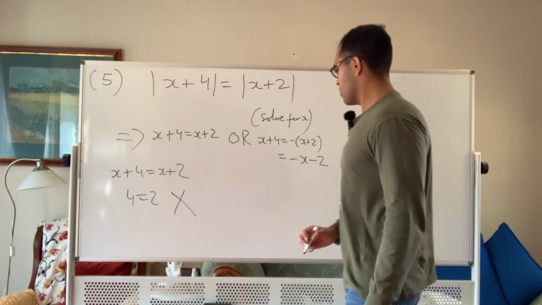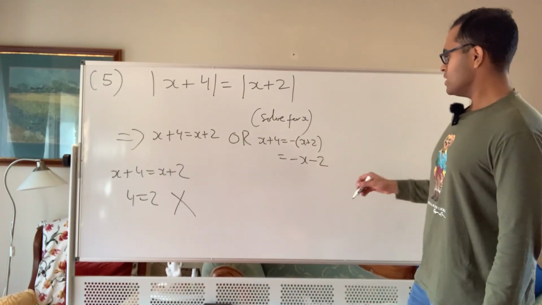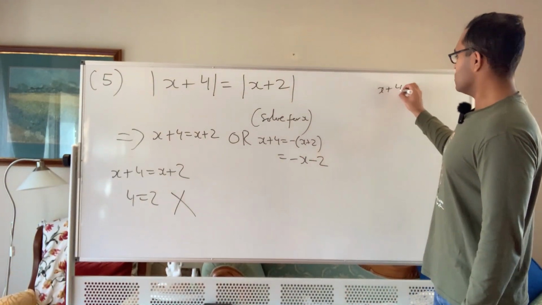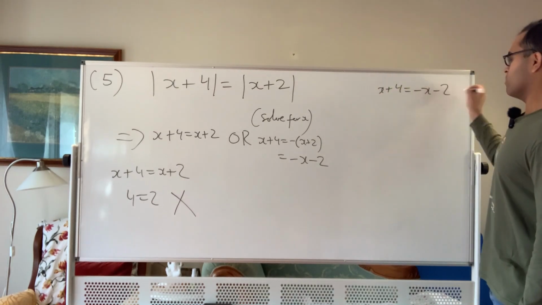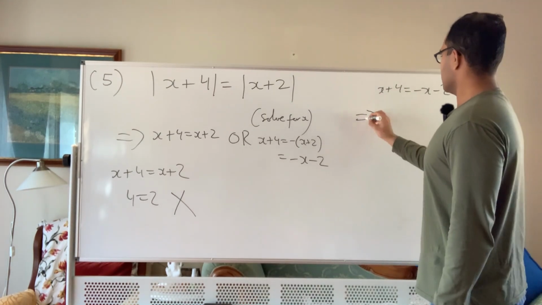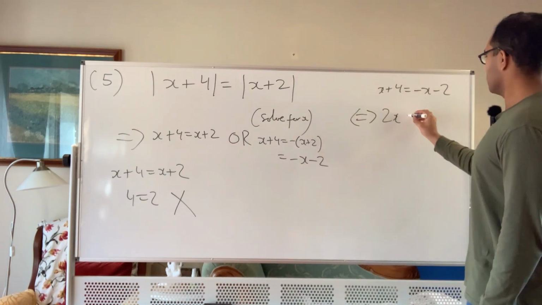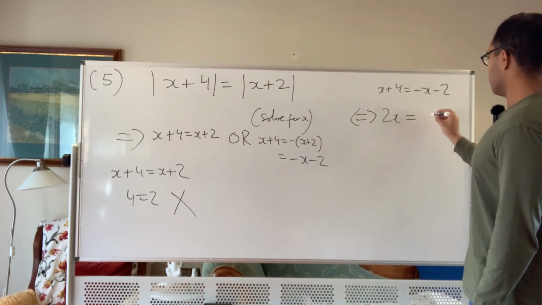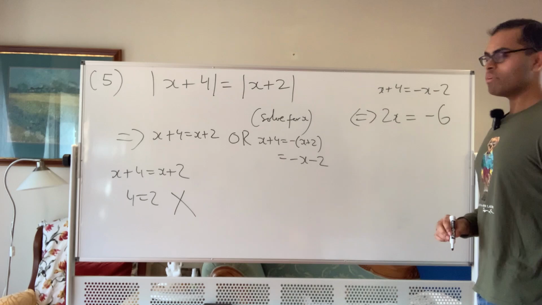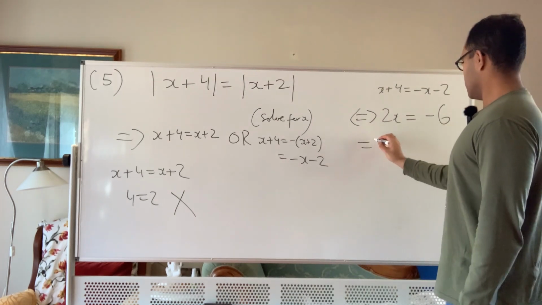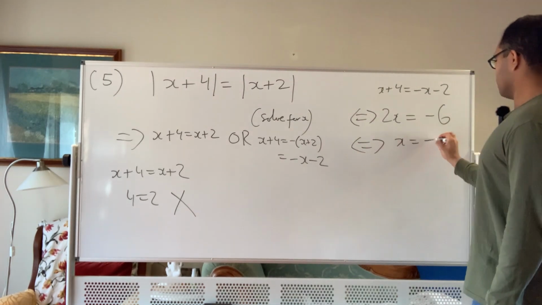Okay, so that's not number one. Number two is for this equation, x plus 4 equals negative x minus negative 2, or minus 2. That's the same as saying that if I add x to both sides, I'm going to get 2x on the left, equal to minus 2 minus 4, which is minus 6, right? And that's the same as saying that x is equal to negative 3.